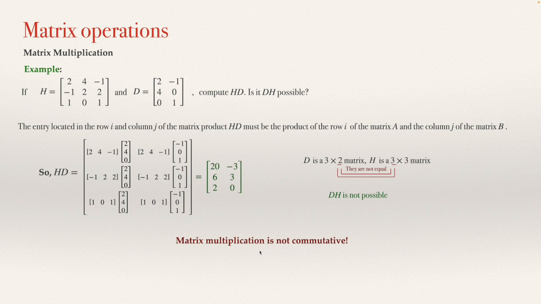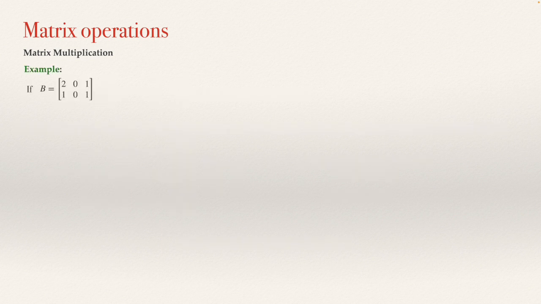Let's make another example. We have this matrix 2, 0, 1, 1, 0, 1 that is a 2 by 3 matrix. And we have this, a 3 by 2 matrix. The first matrix has 3 columns and the second matrix has 3 rows. I know that BC is possible for sure. And this is the question, compute BC. But is CB possible? But let's answer the first question, BC.